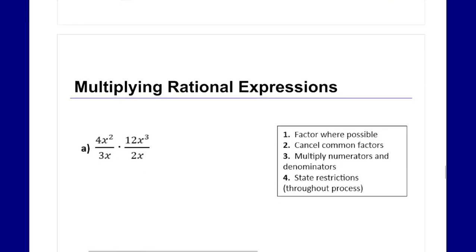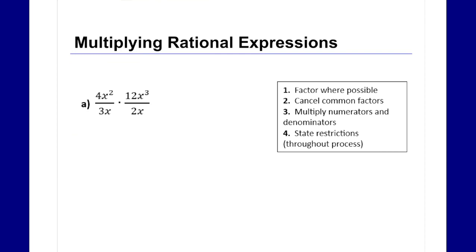So multiplying rational expressions. What we want to do is factor where possible. So we want to factor anything that we can, right? Looking for trinomials, differences of squares, maybe common factoring if we have multiple terms. If we have one term, then we don't really have to worry about factoring. We want to cancel common factors, and then we want to multiply numerators and denominators. So we want to cancel any common factors before we multiply, canceling things out separately, and we want to state restrictions.